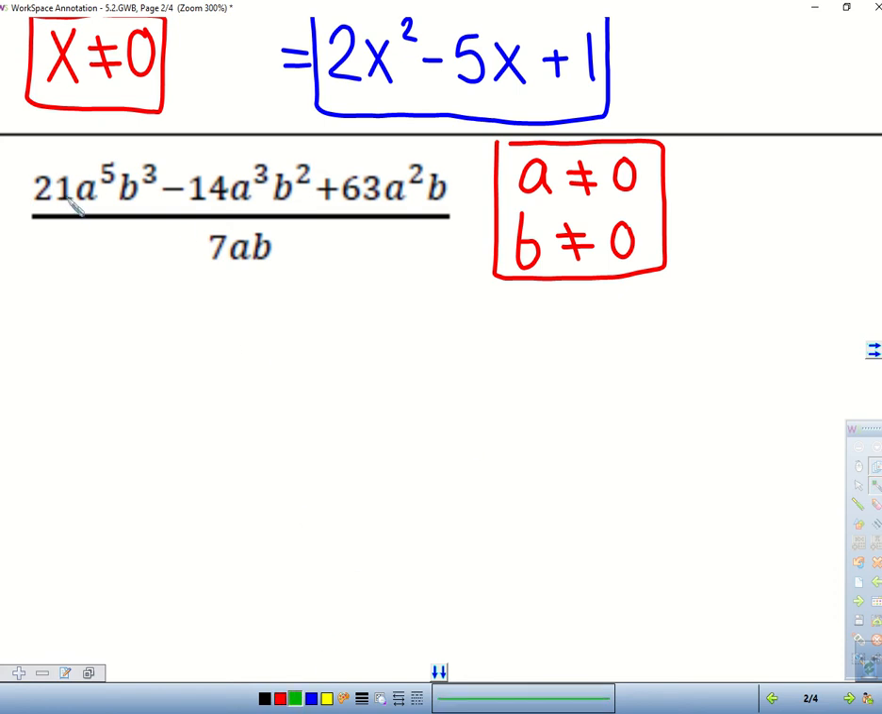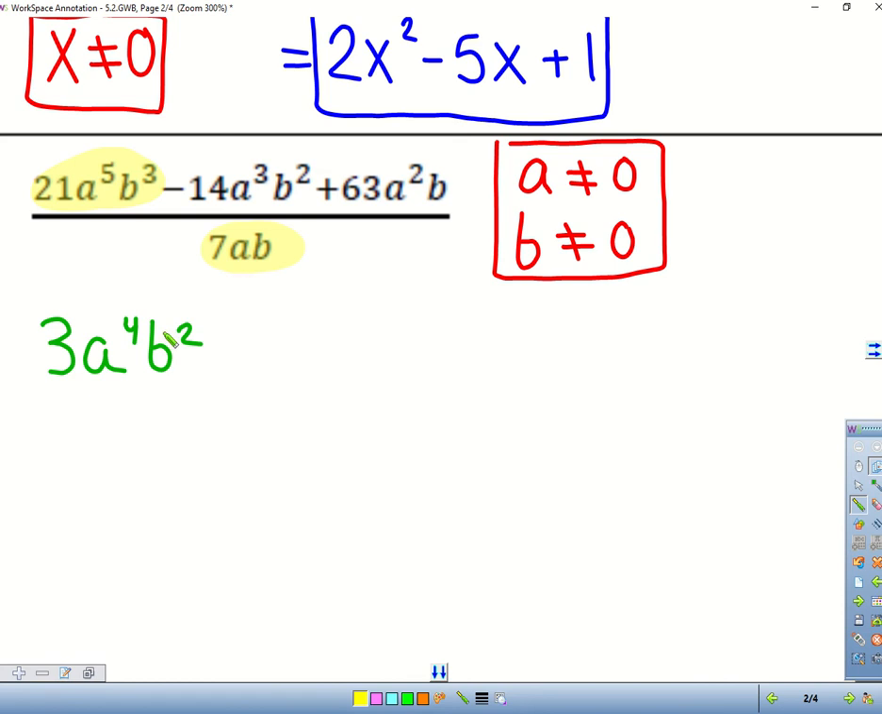So 21 a to the 5th, b to the 3rd divided by 7ab is going to be 3 a to the 4th, b to the 2nd. Everyone see how I got that there? This divided by this is this. You all with me on that?